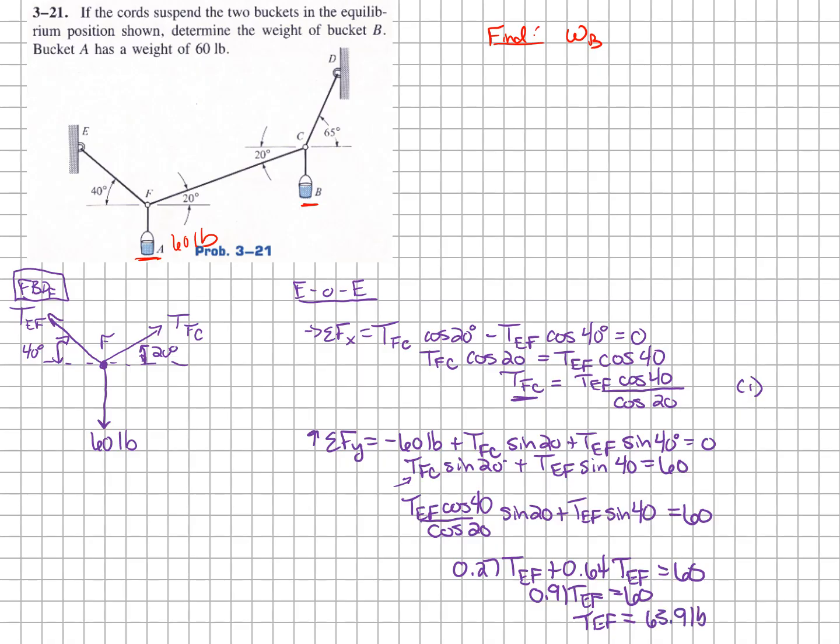And if I sub that into equation 1, I get TFC is 65.9 times cosine of 40 over cosine of 20, and TFC is equal to 53.75 pounds. So those are two interim values that I need to be able to solve this.